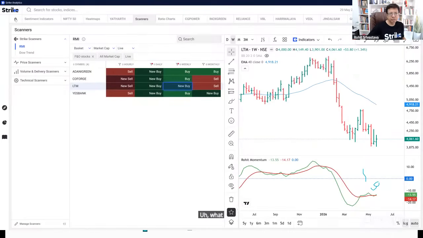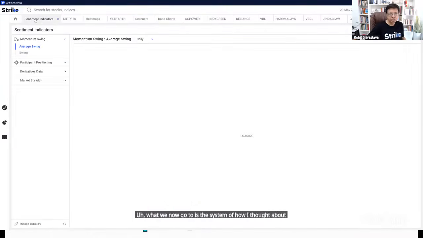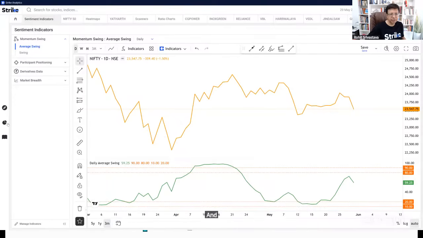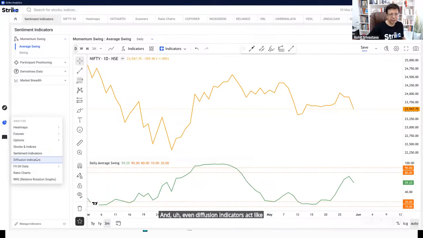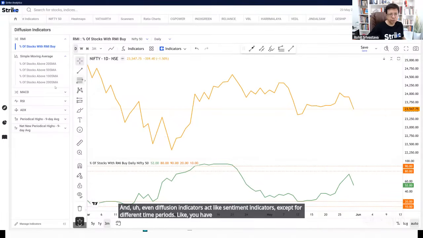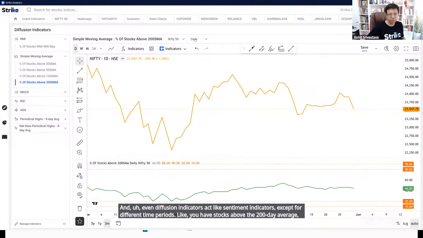What we now go to is the system of how I thought about using it for options trading in combination with sentiment indicators. Now here we have something known as sentiment and diffusion. There are two types of indicators in Strike, and even diffusion indicators act like sentiment indicators except for different time periods. Like you have stocks above the 200-day average. That's best for long-term investors.